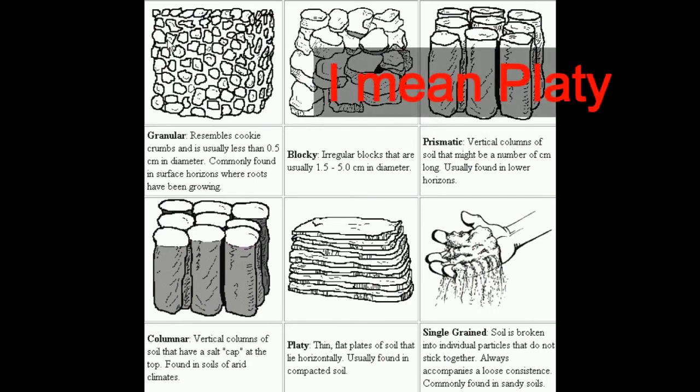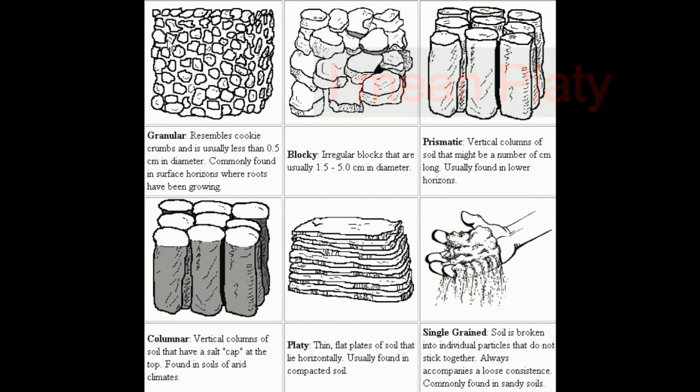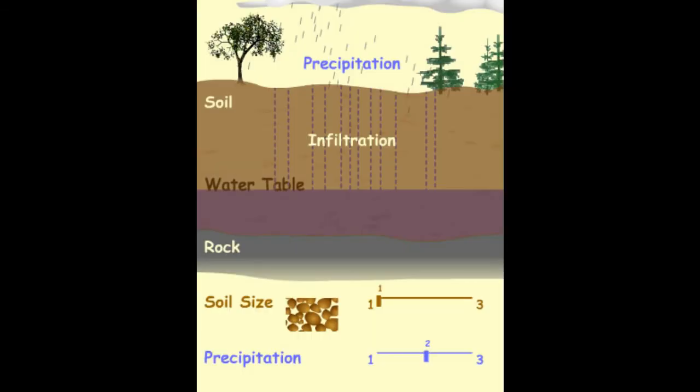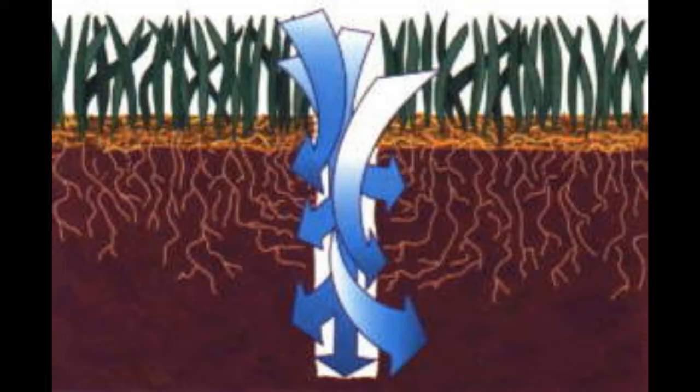That's pretty much how you get a blocky, and you can imagine how it'll be hard for water to infiltrate the soil or air to diffuse in and out of the soil.